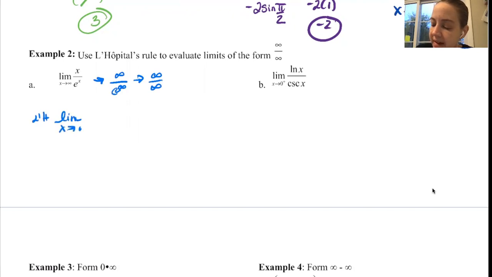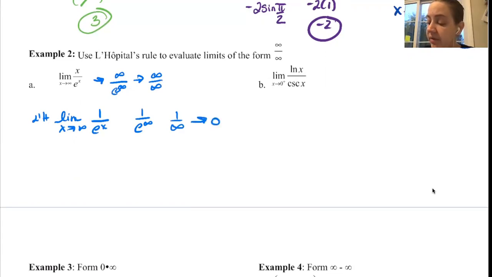The derivative of x is 1. The derivative of e to the x is e to the x. So this becomes 1 over e to the infinity. Now, we discussed this back in limits, but we haven't chatted about it in a while. If I have e to the infinity, that's a really big number. So this is 1 over infinity. Do you remember what 1 over infinity is equal to? You say it's 0.